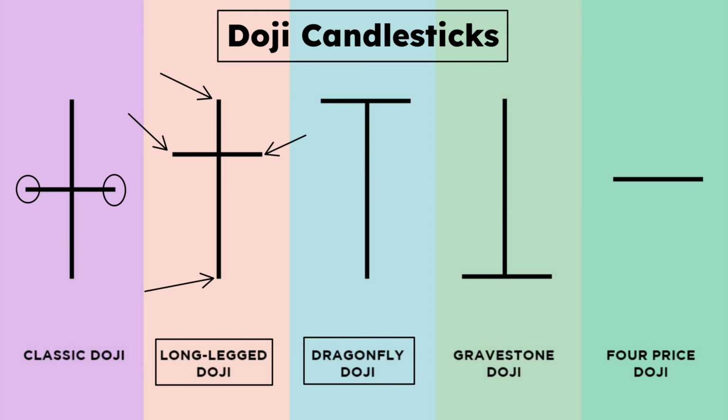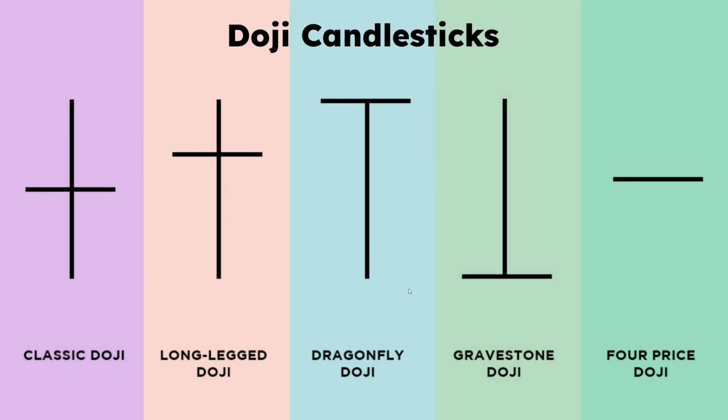So even for the Dragonfly Doji here, you can see that the price opened right here. During the candle, it fell all the way down here. It came up and it closed at the same level. And now let's take a look at what these candlesticks actually tell us about the price.